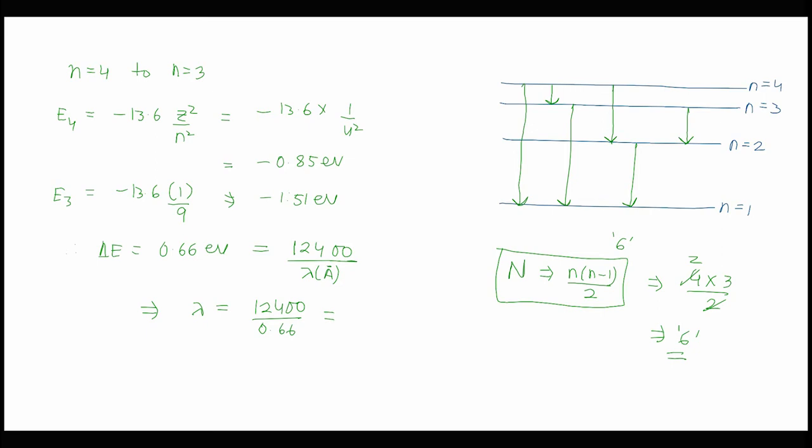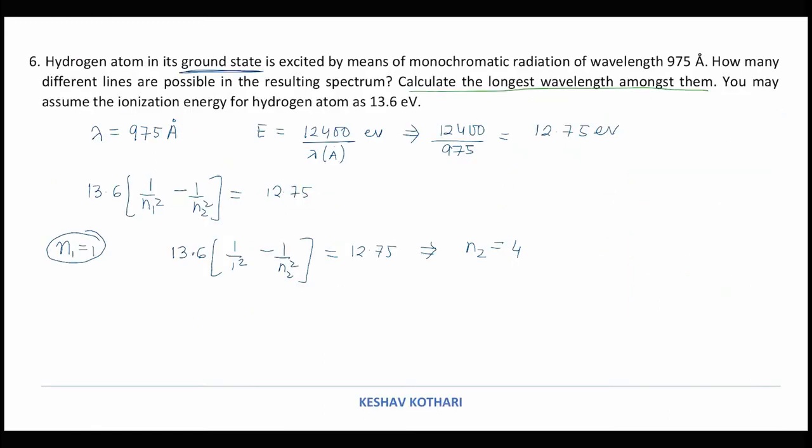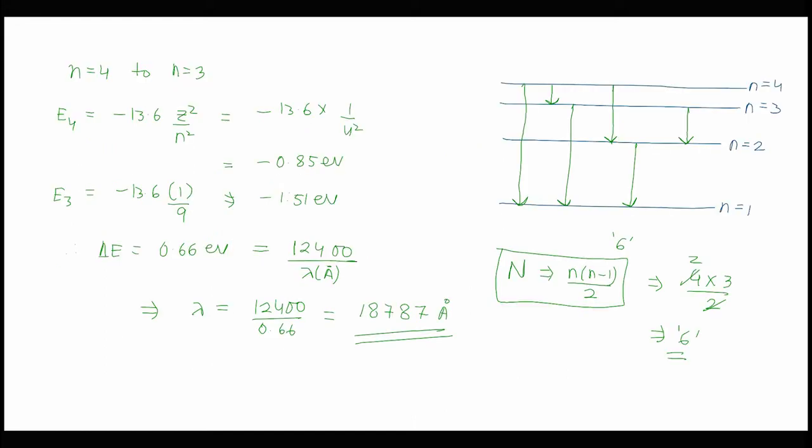If we calculate it, we obtain a value equivalent to 18787 angstrom. So this is the value for the longest wavelength amongst them. So the question is completely done now. I think you have made sure how to solve this kind of a problem. Let us move to the next problem.